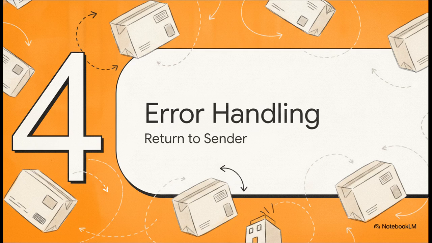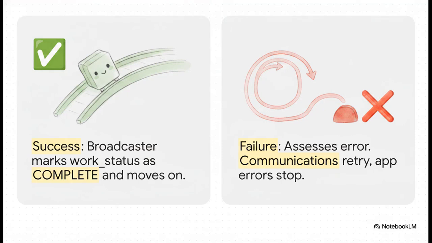Section 4. Processing and error handling. Handling the return to sender packages. So the system is actively trying to deliver these new records. But what happens if a delivery fails? Well, a success scenario is easy. The broadcaster just marks the work status as complete and moves on to the next one. But the failure scenario is where the system actually gets pretty smart.